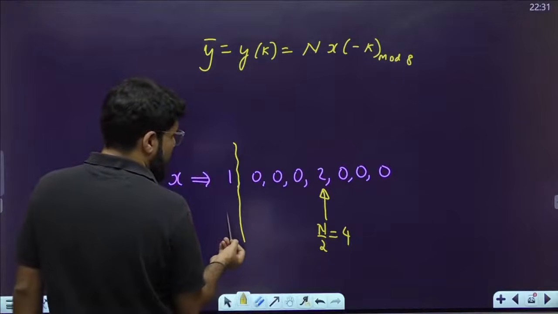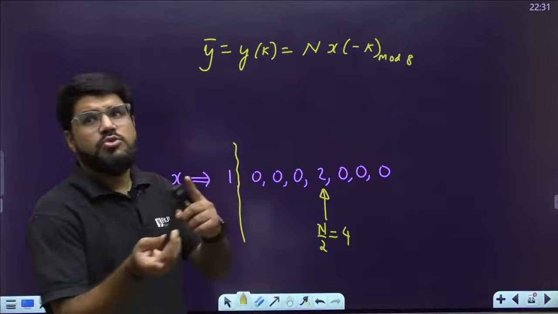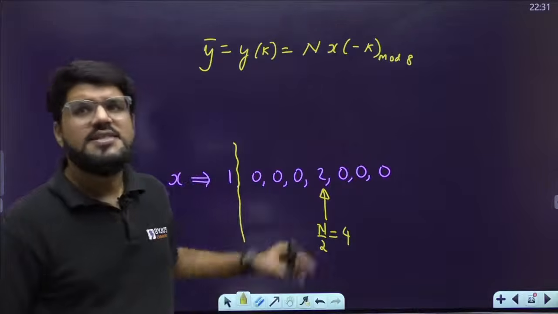0, 1. We start the counting from 0. So 0, 1, 2, 3, 4. Place a mirror at 4 and swap the values about the mirror. But here it is a symmetric signal.